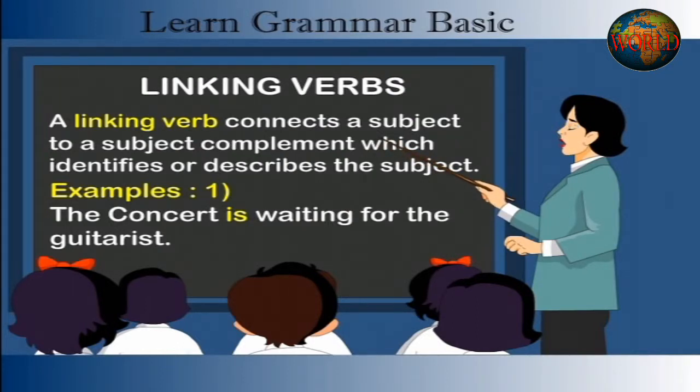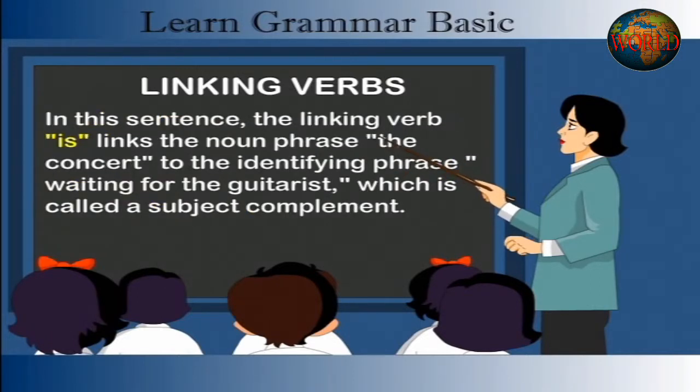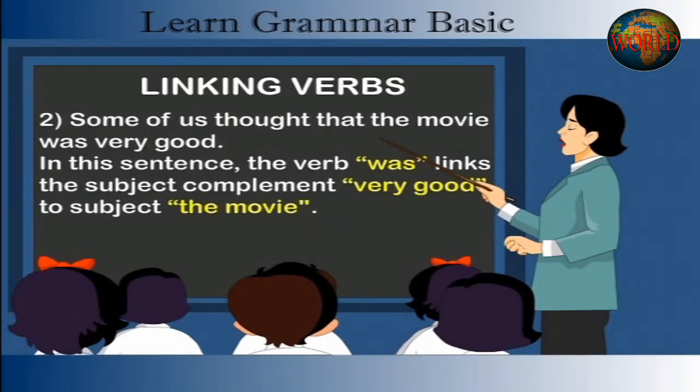Examples, 1. The concert is waiting for the guitarist. In this sentence, the linking verb is links the noun phrase, the concert, to the identifying phrase, waiting for the guitarist, which is called a subject complement. 2. Some of us thought that the movie was very good. In this sentence, the verb was links the subject complement, very good, to the subject, the movie.